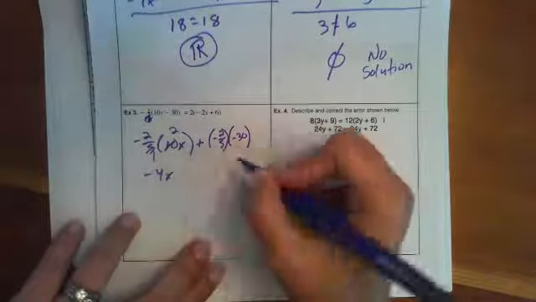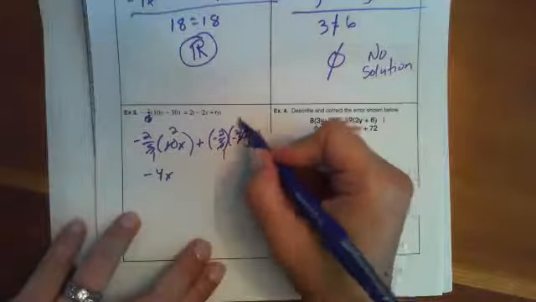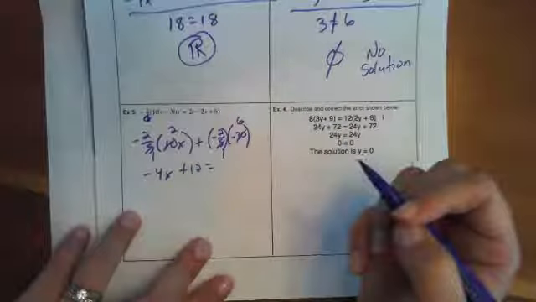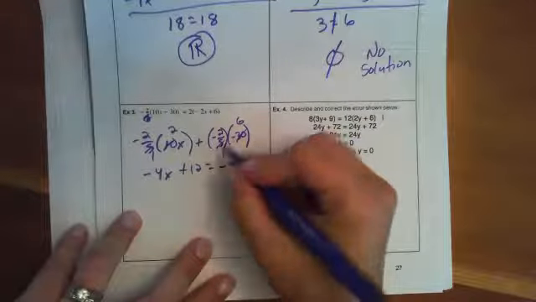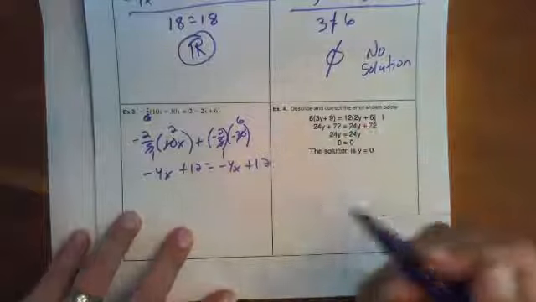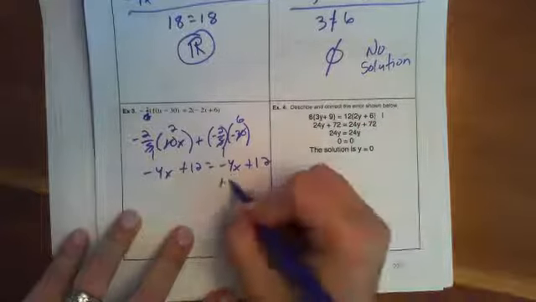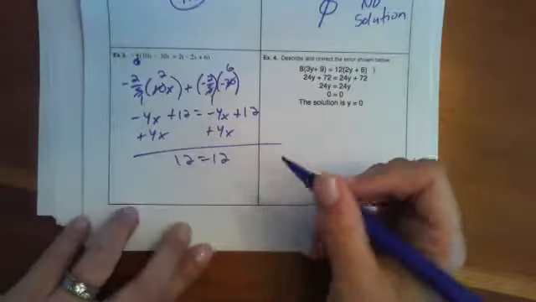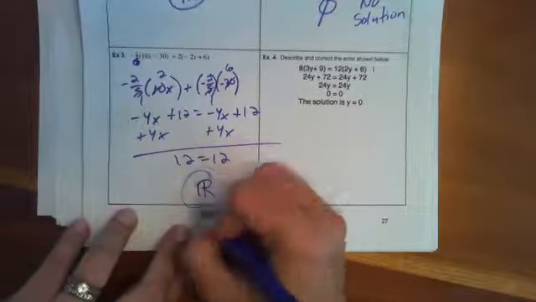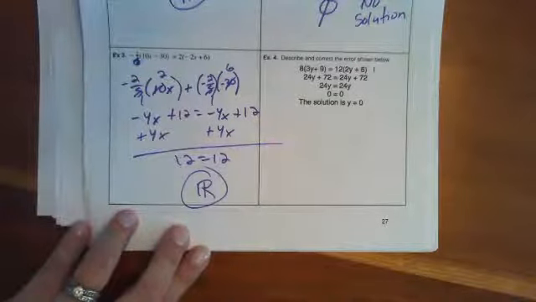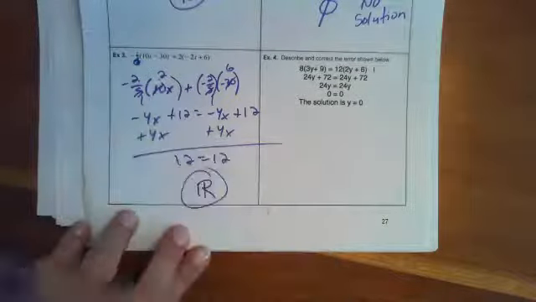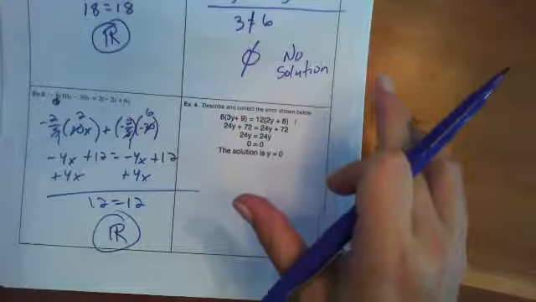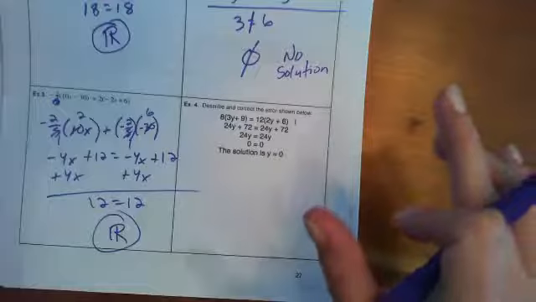That's going to give me negative 4x. That's going to give me positive 12. And then the other side's really easy to distribute, right? We've got a negative 4x plus 12. Okay, we are going to add 4x to both sides. I hope you see right away 12 equals 12 is always true. So we're going to have an infinite number of solutions. What that really means, guys, is no matter what number you put in for x, you're always going to get a true statement, okay? And then example 4 asks us to describe and correct the error.